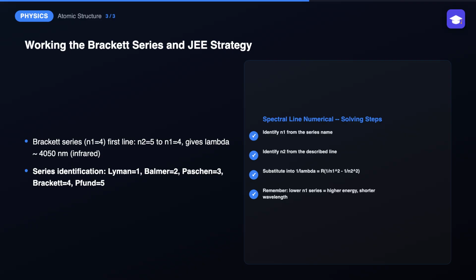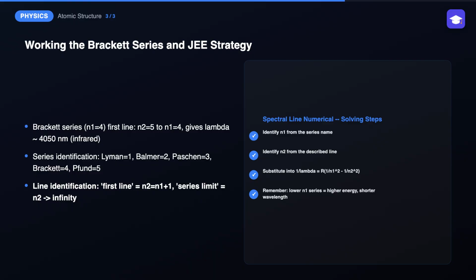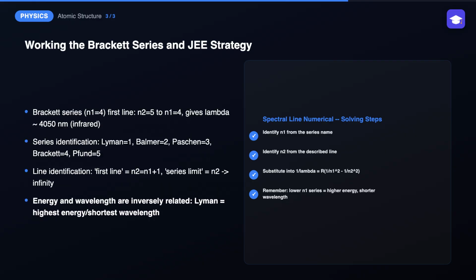For any numerical in this topic, first correctly identify n1 from the named series. Lyman equals 1, Balmer equals 2, Paschen equals 3, Brackett equals 4, Pfund equals 5. Then correctly identify n2 from the specific line described. First line means n2 equals n1 plus 1, second line means n2 equals n1 plus 2, and series limit means n2 approaches infinity. Then substitute directly into the Rydberg formula and solve.